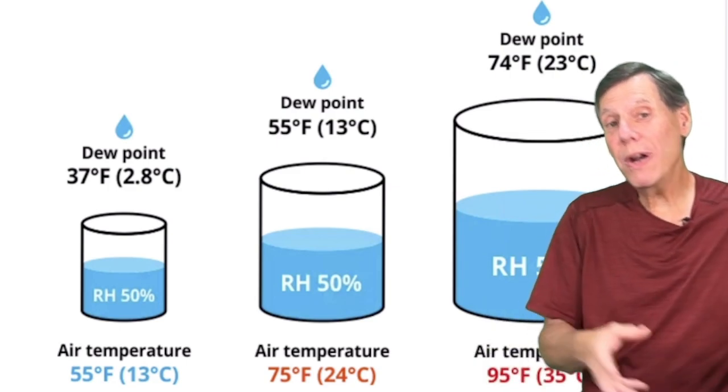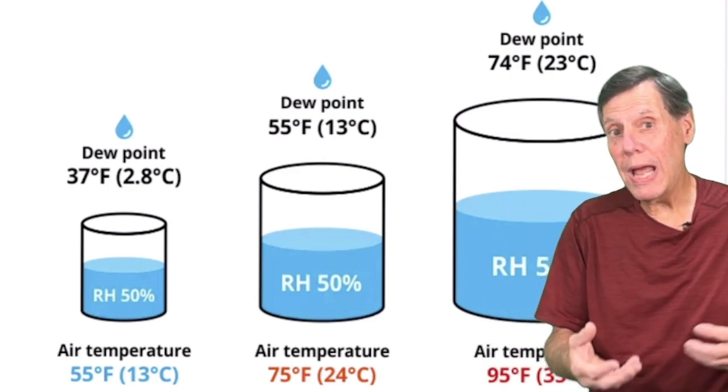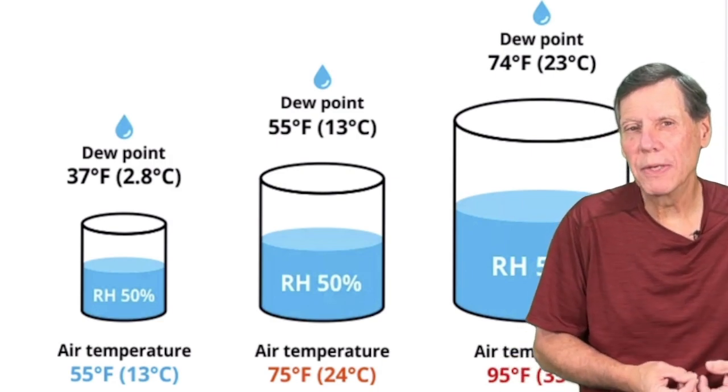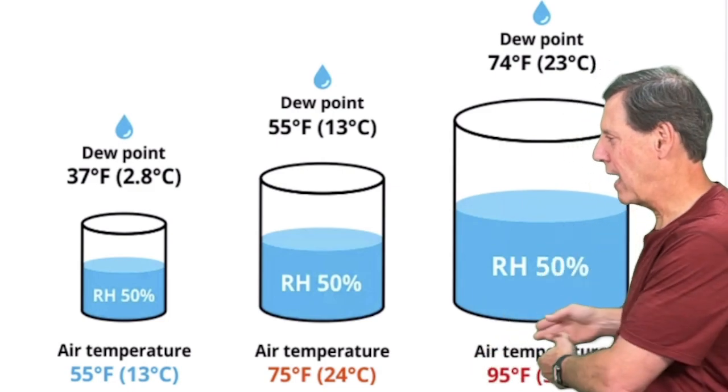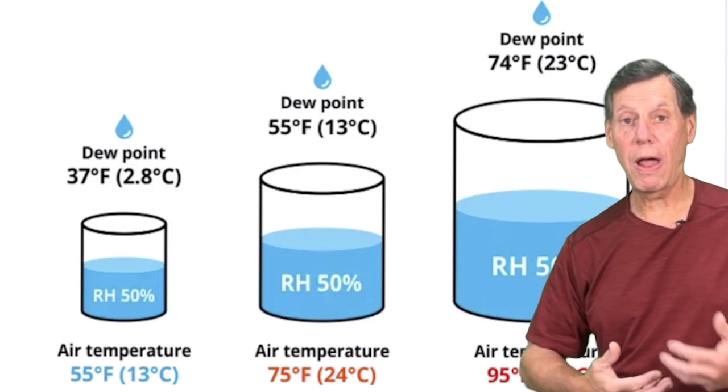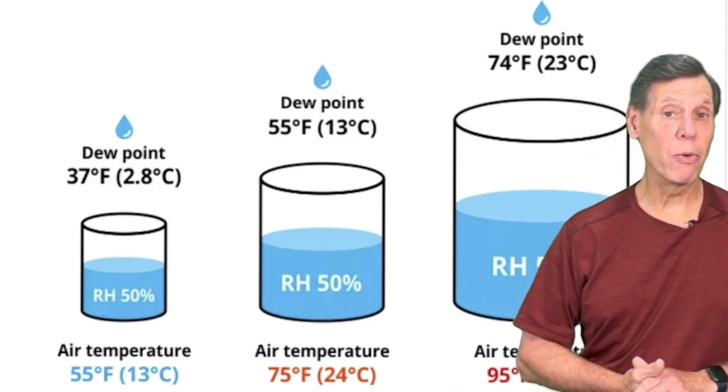That's why during the winter time, it's fairly dry. We can have a relative humidity of 80%, but the air is so cold it can't hold that much water. But on the flip side, when we have a 95 degree temperature and a dew point of 74, that air can hold a lot more moisture and it becomes a lot more uncomfortable.